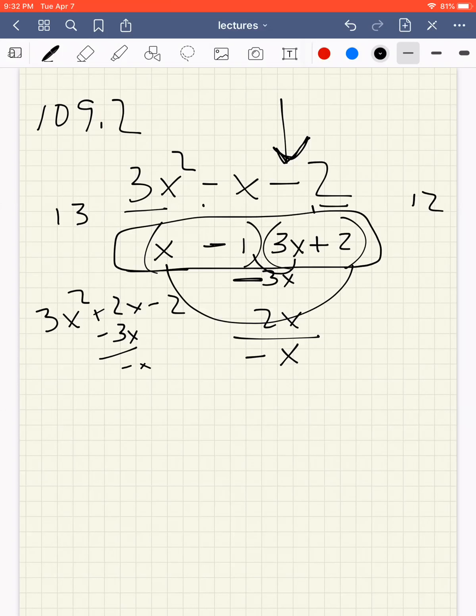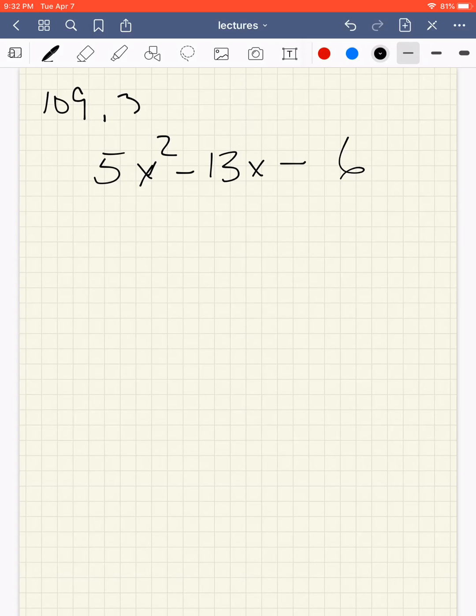Alright, it's not too bad. And like I said, I just got lucky and picked the right combination the first time. If not, I just erase these numbers here and change them around until I get the right combination. Alright, last one, page 460. 109.3 says 5x squared minus 13x minus 6. Okay, it's in descending order.